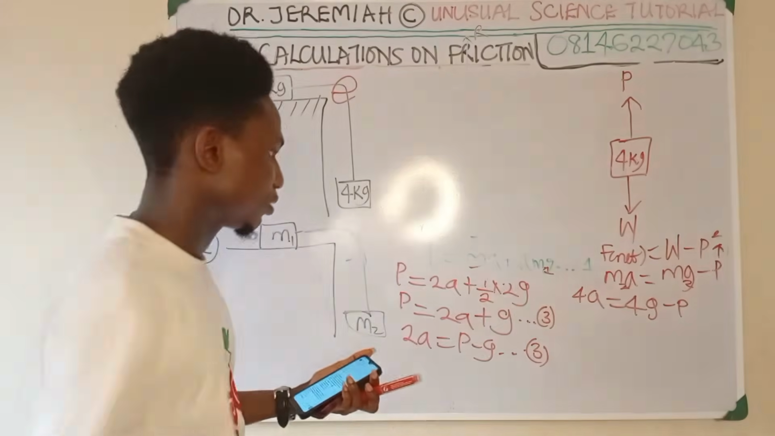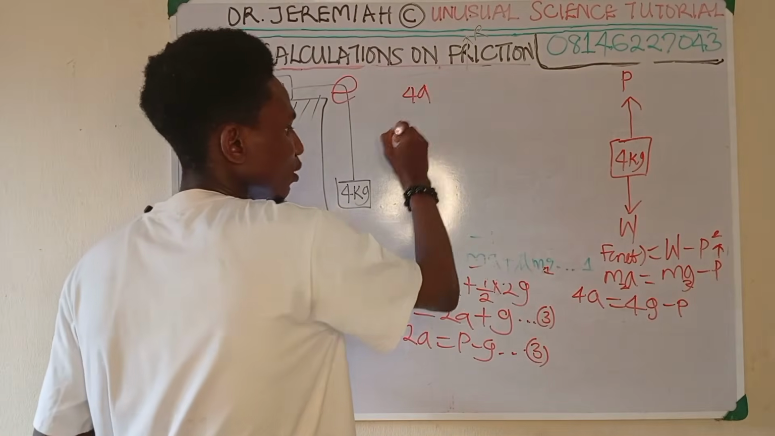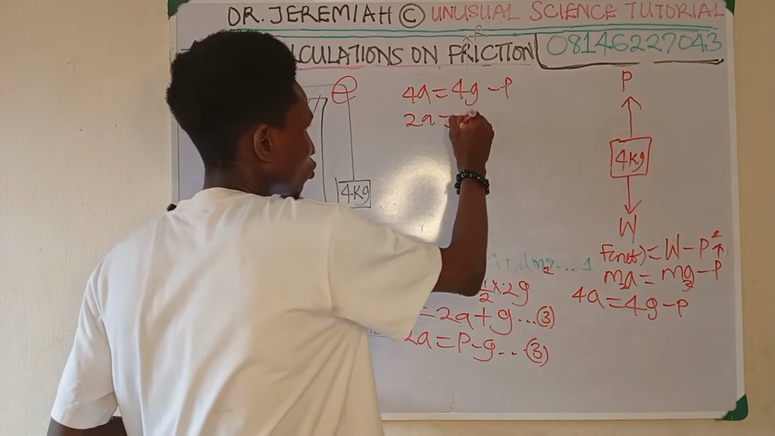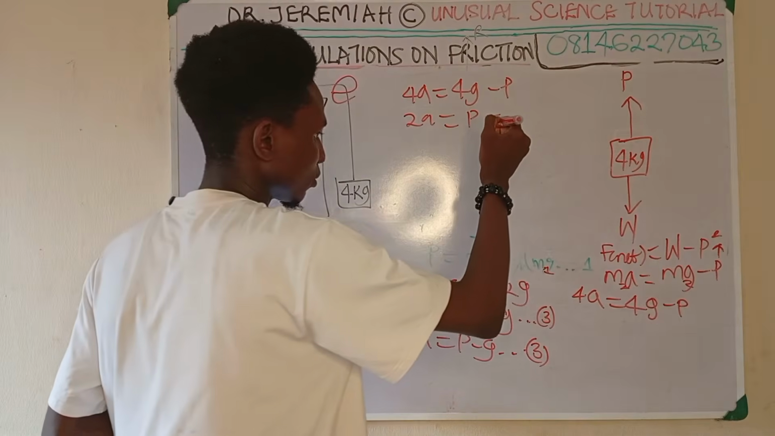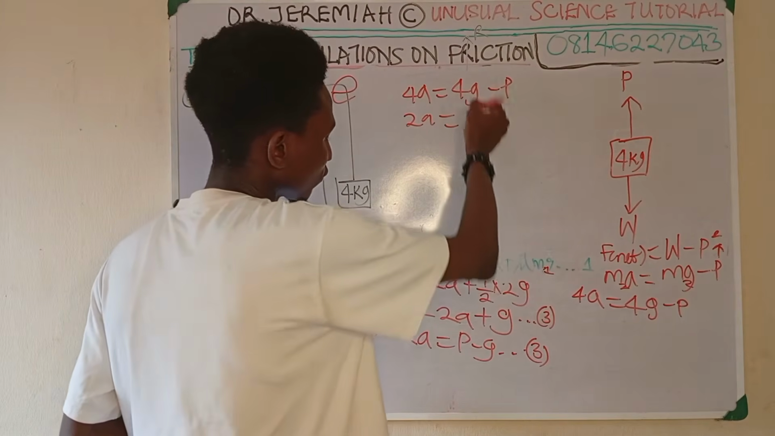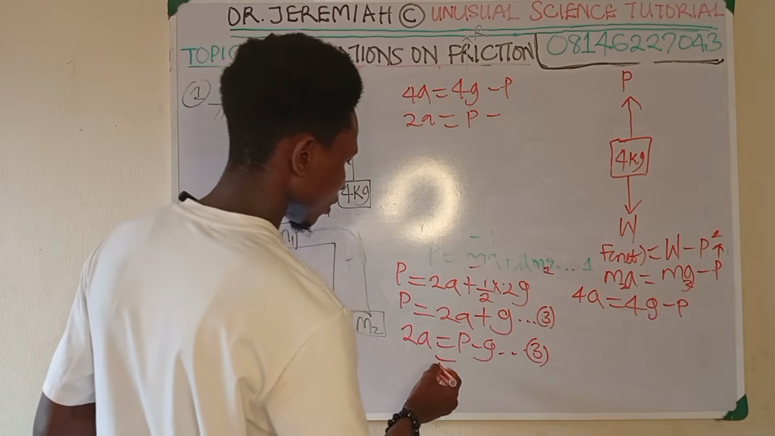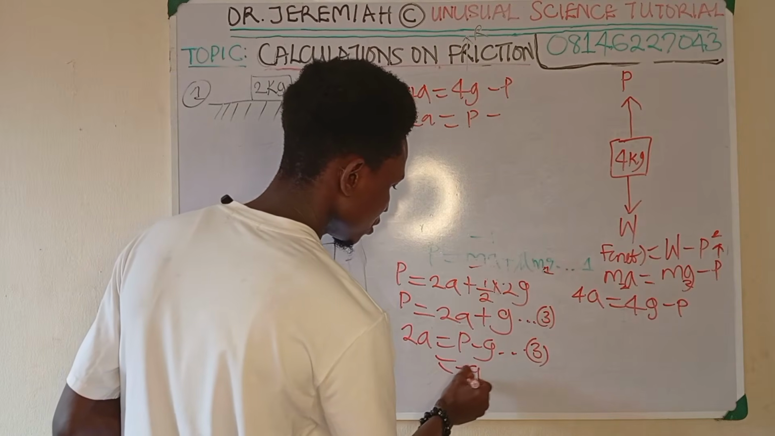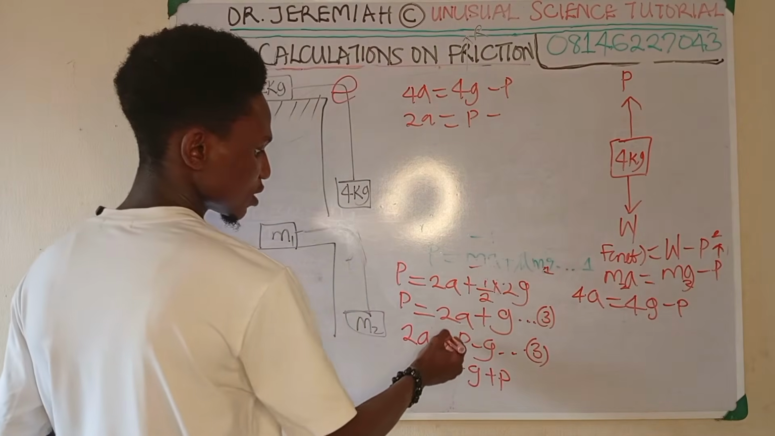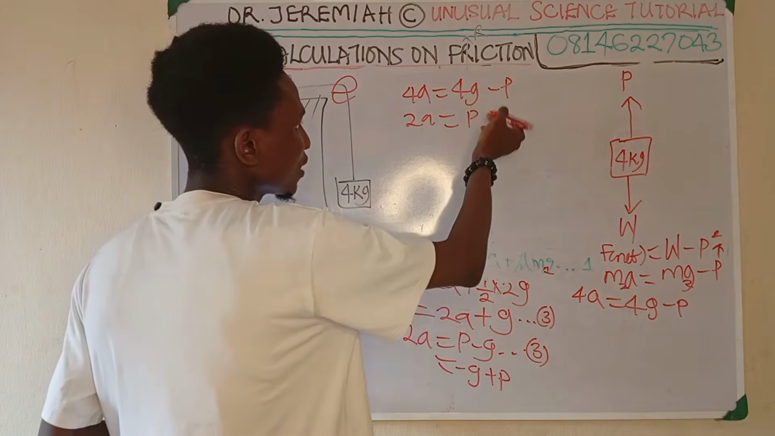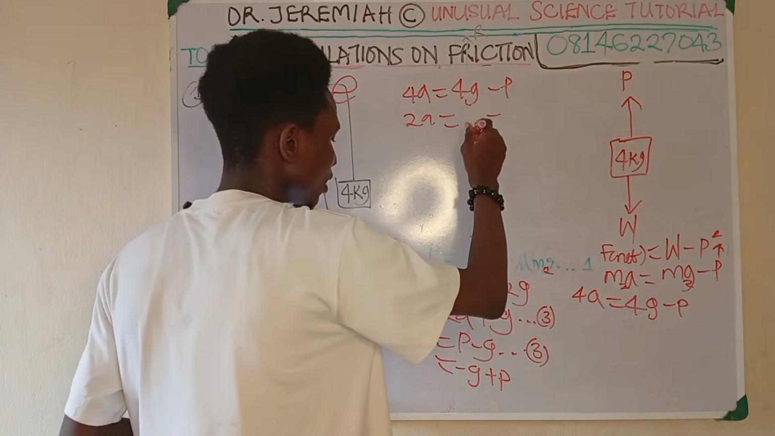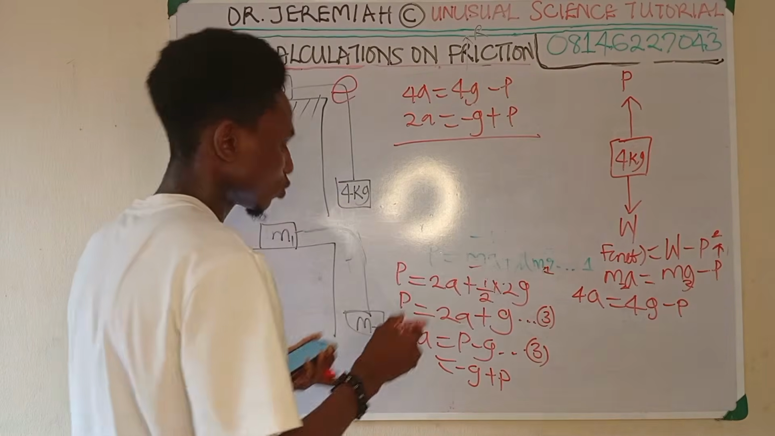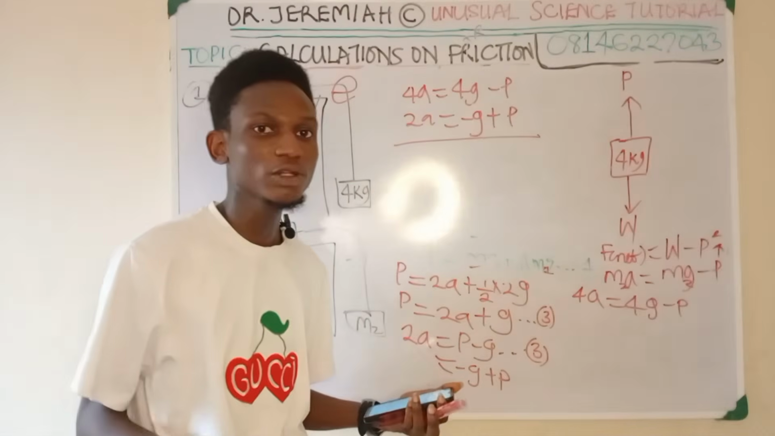It's not a difficult thing actually. I don't know why some people were complaining. So we have 4a equal to 4g minus P, then 2a equal to P minus g. Let's interchange it to get this format: P minus g is also minus g plus P, because there's an invisible plus here. We're going to follow that format and get minus g plus P. We want to cancel out P in these equations. We don't know P, the pulling force or tension.